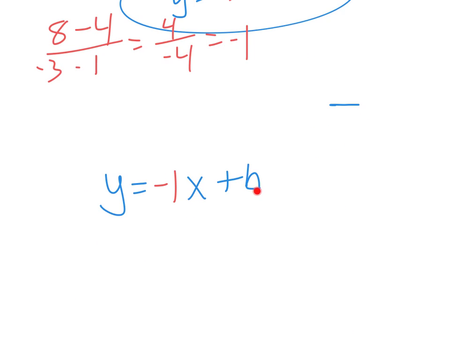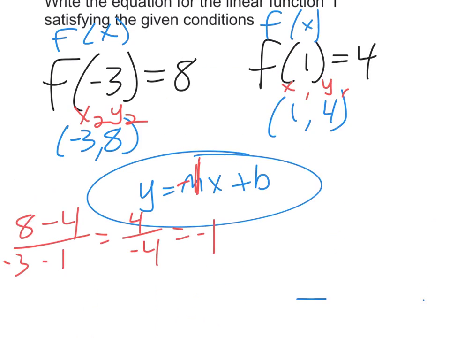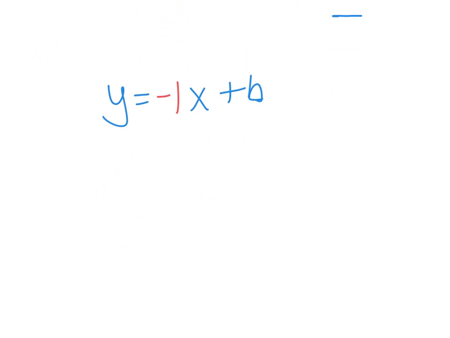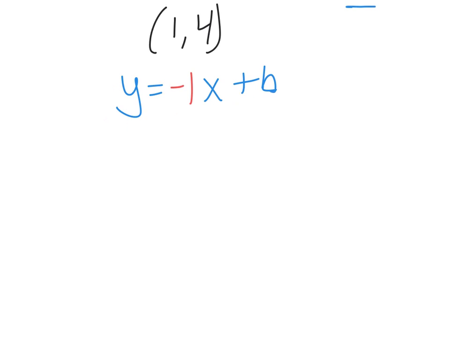Now to find that b, you actually just have to take either one of these 2 points that you have. You can take this one, or you can take this one. Looks easier. Take this point and plug it into this equation. So on that point, x is 1 and y is 4. So I'm going to plug it in there. And then I'm going to solve that equation for b.